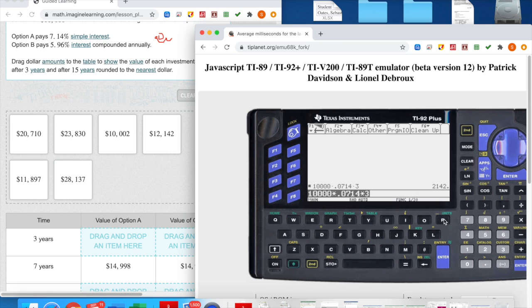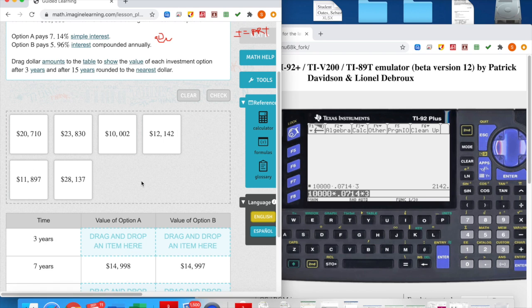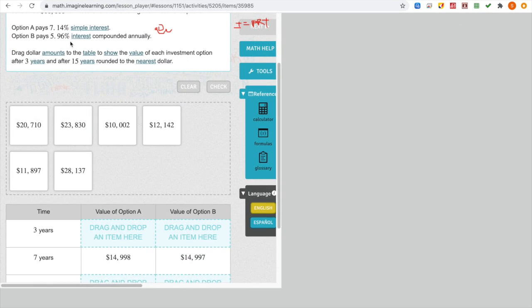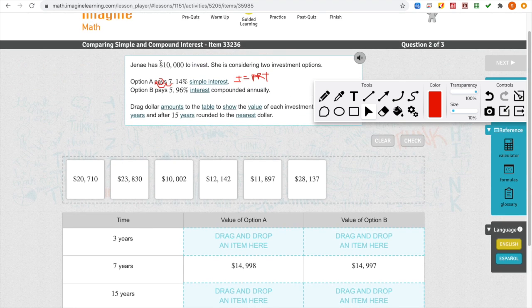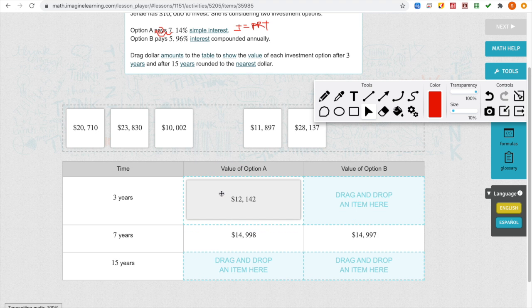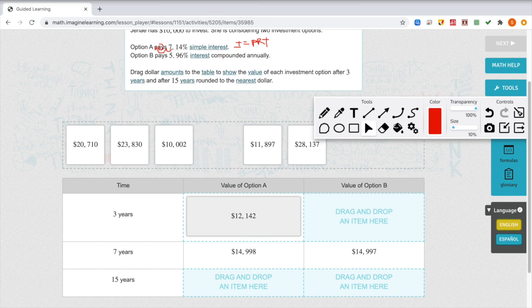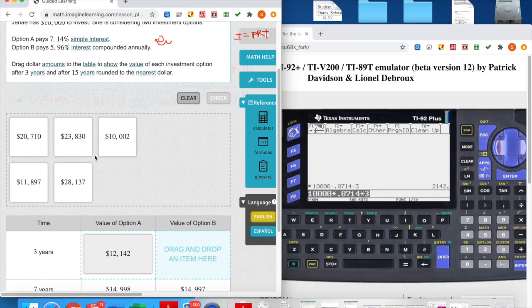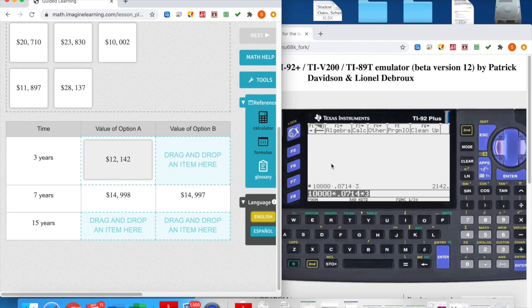That's going to give us 2,142. And I don't see that option anywhere on here. But remember, this formula is just giving us the interest, or how much it grew. So if we started at $10,000 and it grew by 2,142, well then at the end of 3 years it should be at 12,142. And now we're going to do the same thing, except we're going to replace the 3 years with 15 years.